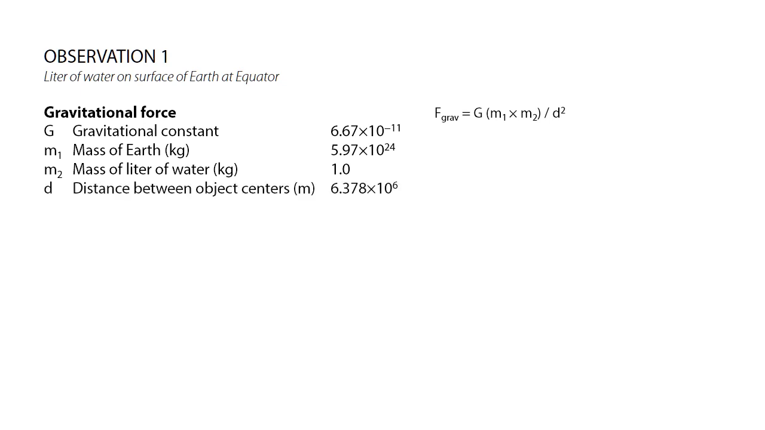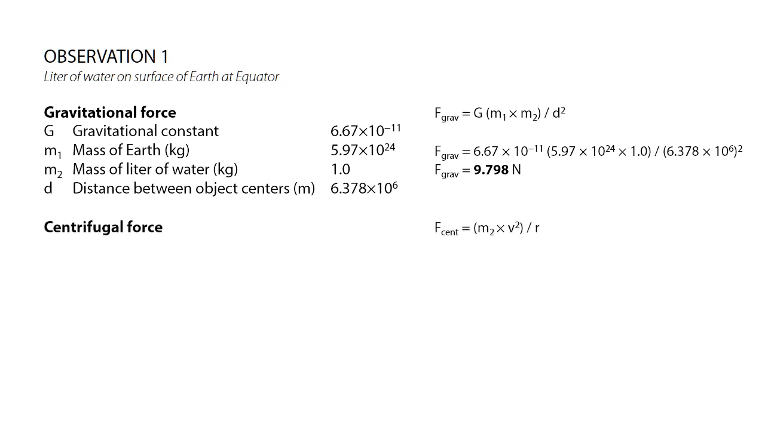D is the distance from the center of the Earth to the center of a container holding a liter of water on the Earth's surface, and it's 6,378,000 meters. Crunch the numbers, and the force of gravity on the liter of water is 9.798 newtons.